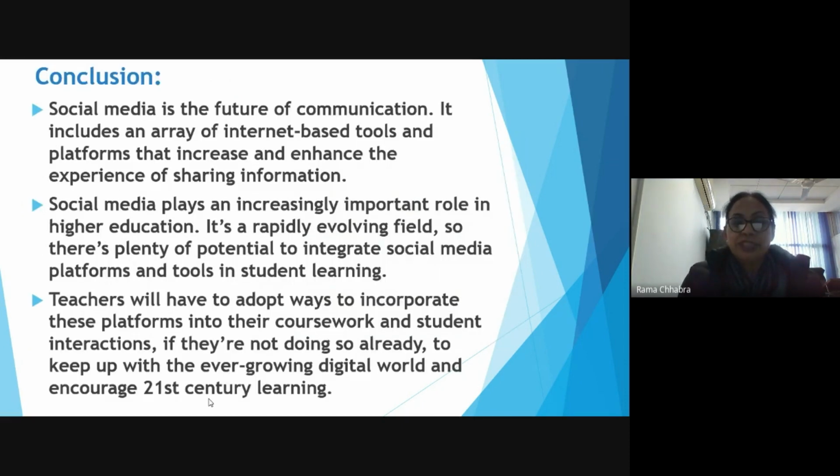So finally, social media is the future of communication. It includes an array of internet-based tools and platforms that increase and enhance the experience of sharing information. Social media plays an increasingly important role in higher education. It is a rapidly evolving field, so there is plenty of potential to integrate social media platforms and tools in student learning. Teachers will have to adopt ways to incorporate these platforms into their coursework and student interactions, if they are not doing so already, to keep up with the ever growing digital world and encourage 21st century learning.